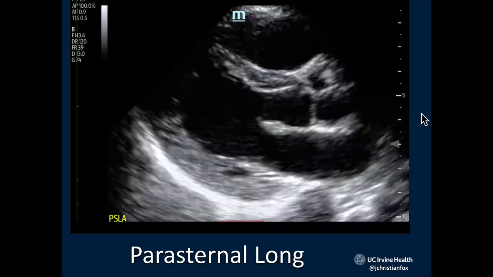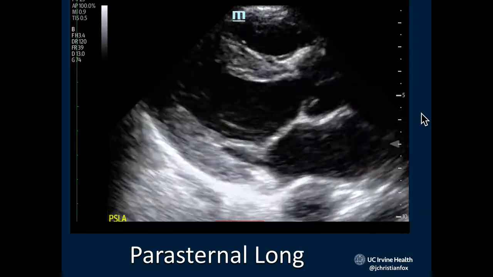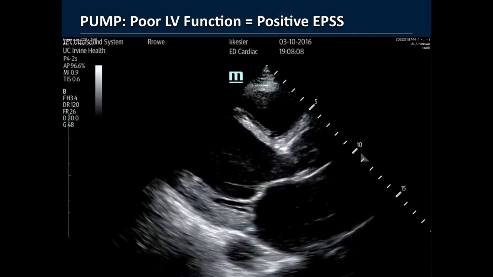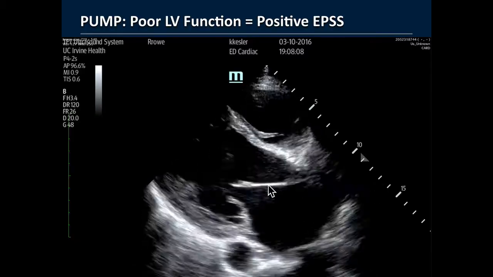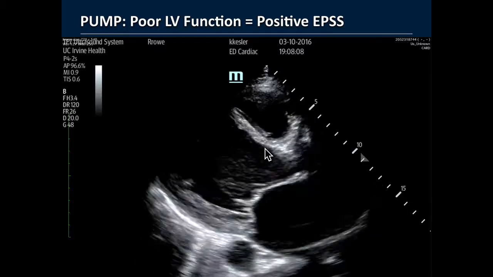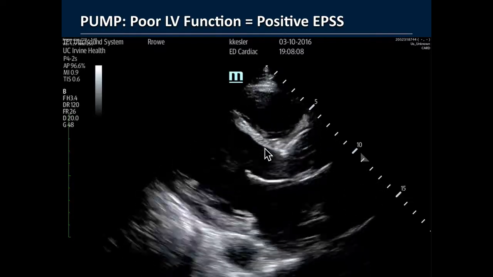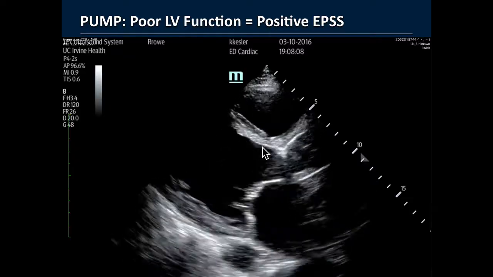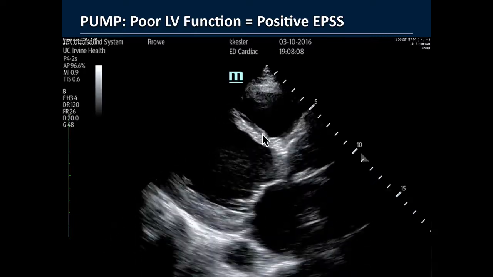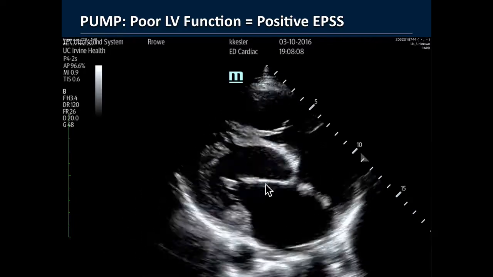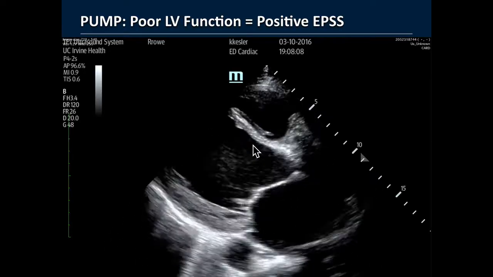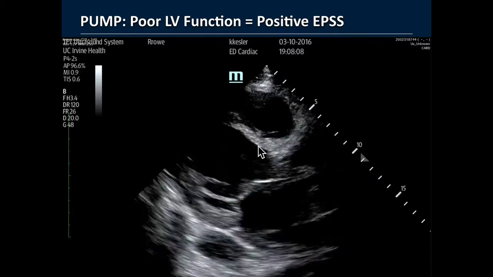That's good. And if it's not coming up and smacking that septum, then we're having a problem with our contractility, so we look at that area very closely. Like in this patient right here, we can see that mitral valve is definitely not coming up and smacking that septum like that last patient. This patient has poor left ventricular function, and we call this a positive EPSS. What do I mean by that? Well, E-point septal separation. Basically, where that mitral valve is supposed to come up and smack that septum, it's not doing that. And we can actually measure the distance from the mitral valve tip to the septum.